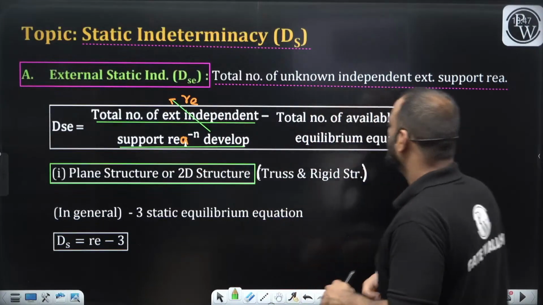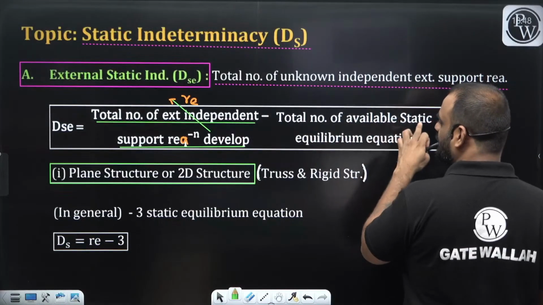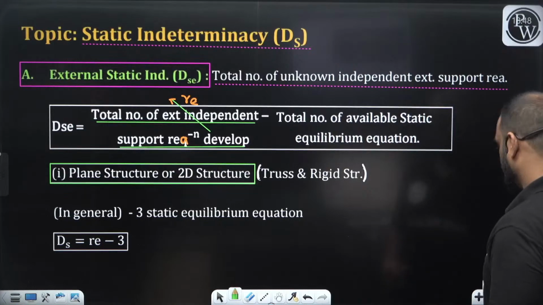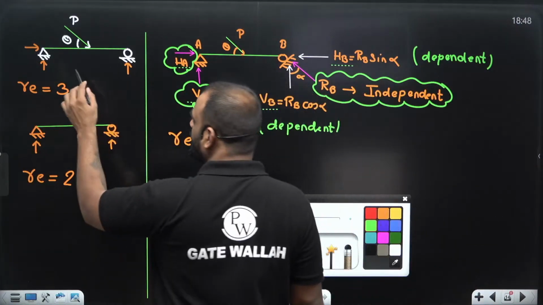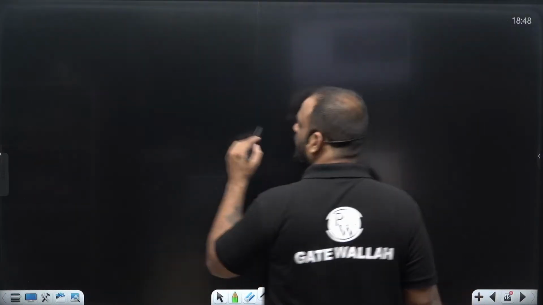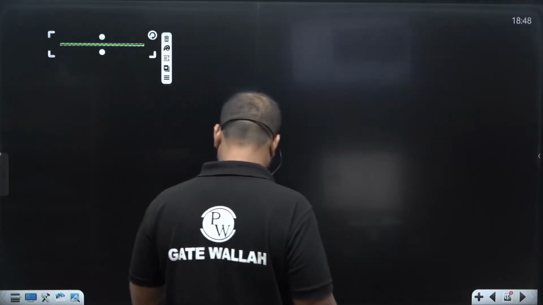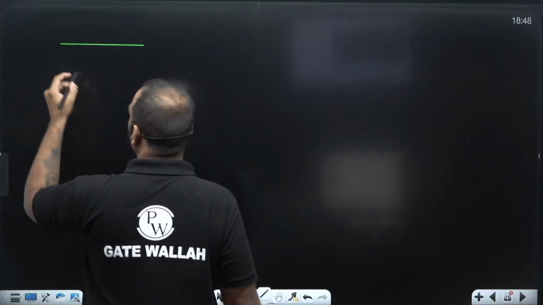Okay, sir. Now guys, the second part is total number of available static equilibrium equations. What do you mean by it, sir? Let us understand. Now tell me, guys, in this particular case, let us draw it. I will take two cases over here, guys, so that you can understand. First one is beam and second one is frame. Okay, let us take both the cases.